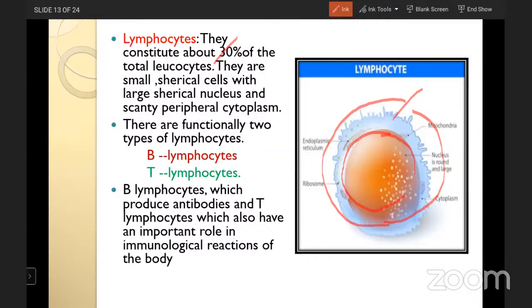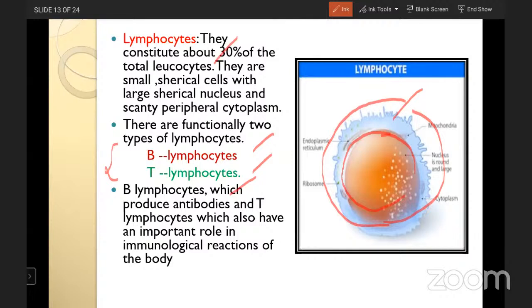There are functionally 2 types, B lymphocytes and T lymphocytes. B lymphocytes produce antibodies. We have heard about B lymphocytes a number of times; for the production of antibodies, there is a need for B lymphocytes. T lymphocytes also have an important role in immunological reactions of the body. So both T and B lymphocytes are useful for our body to maintain immunity. So this is about the lymphocytes.